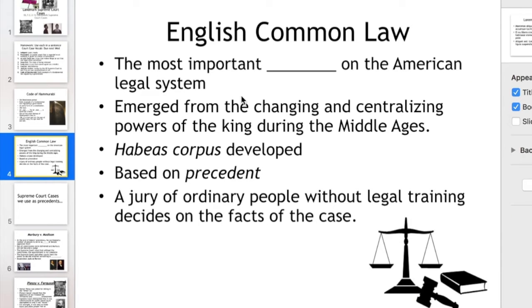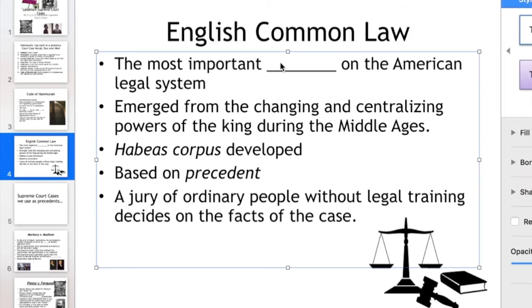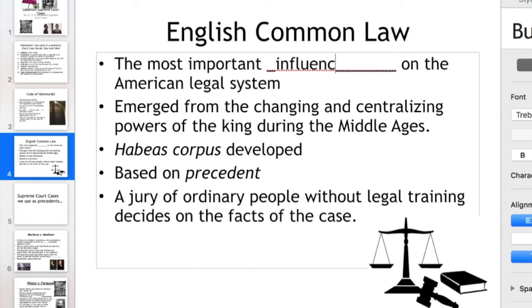English common law is one of the most important influences on the American legal system. It emerged from the changing and centralizing powers of the king during the Middle Ages. This is where habeas corpus developed, and this is so important because they base other court cases on precedents, so earlier decisions. And this is where a jury of ordinary people without legal training decide on the facts of the case. This is how our court system is set up, and this is why English common law influences it.